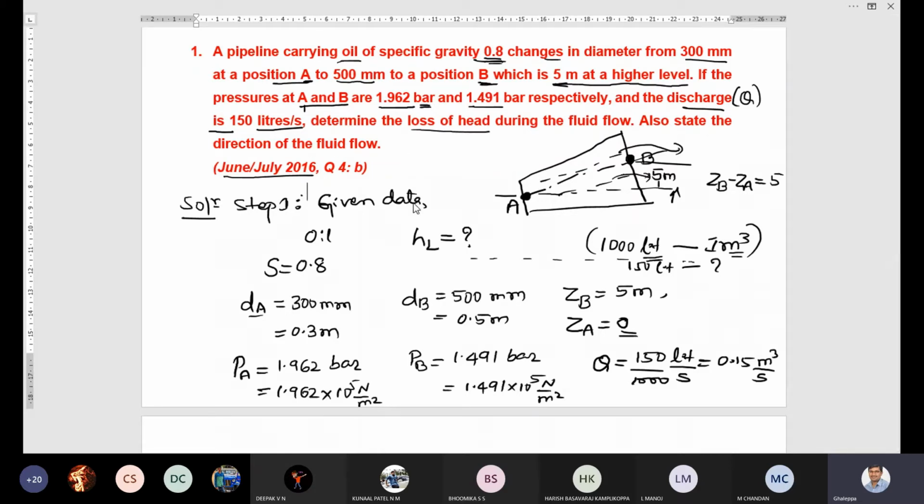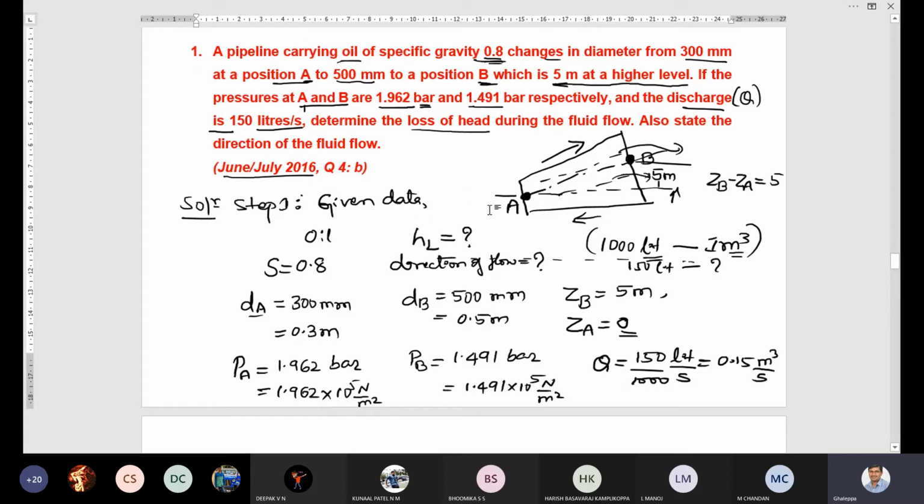Okay, it is important. Whether the fluid is flowing from A to B or from B to A, we need to say the direction of flow in the answer. And dear students, the direction of flow depends upon the pressure difference. I told you in the previous video lectures, fluid always flows due to pressure difference. Always fluid flows from high pressure to low pressure.